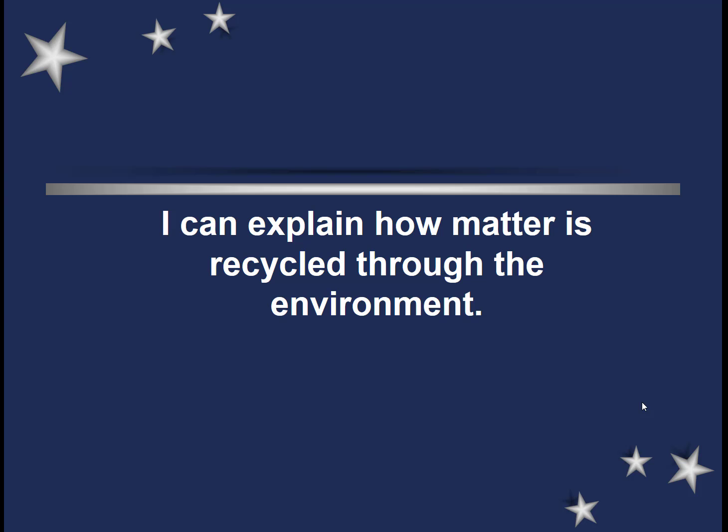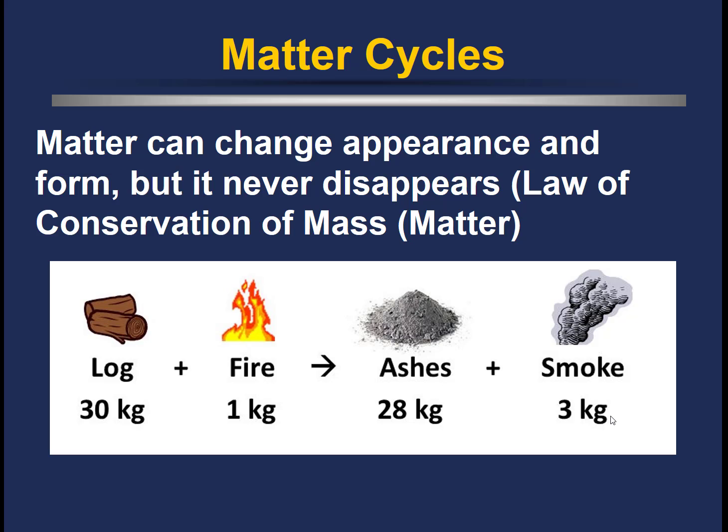In this goal, we are going to look at how matter is recycled through the environment. So Earth contains all the elements and compounds, all that matter that it's ever going to have. It can increase a little bit of the matter that it has through meteors landing on the surface of the Earth, but that's just a small drop in the bucket compared to what the Earth already has. Matter can change appearance and form, but it never disappears. So this is called the law of conservation of mass, or the law of conservation of matter.